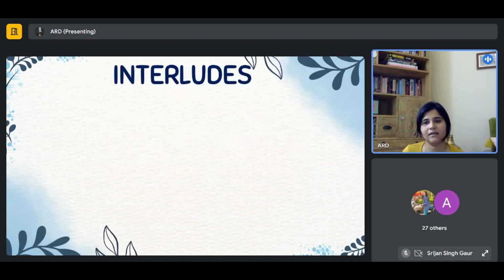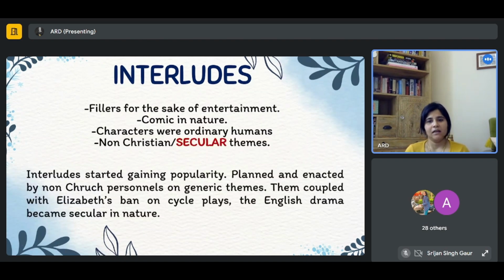Shobna, you talked about interludes. So see, interludes were fillers, and they were comic in nature, which was contrary to the theme of the overall play. And the characters were ordinary people. The characters were not saints, or mystics, or very high clergy, as was the case in the mystery play. They were normal human beings. And the themes were non-Christian, which then came to be known as secular. So anything that is non-Christian is secular.